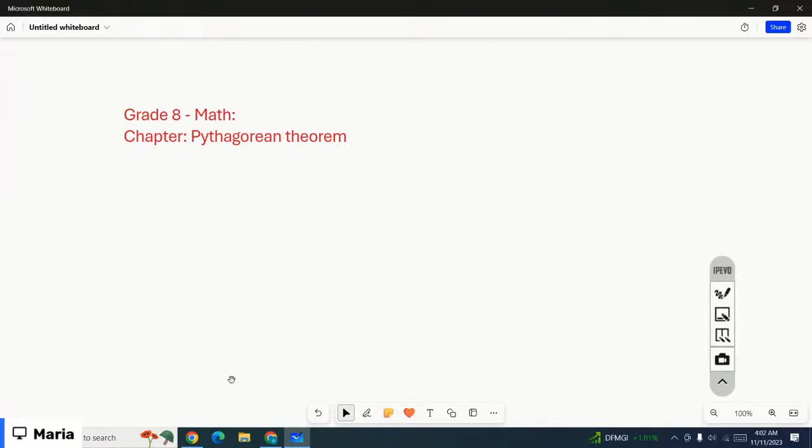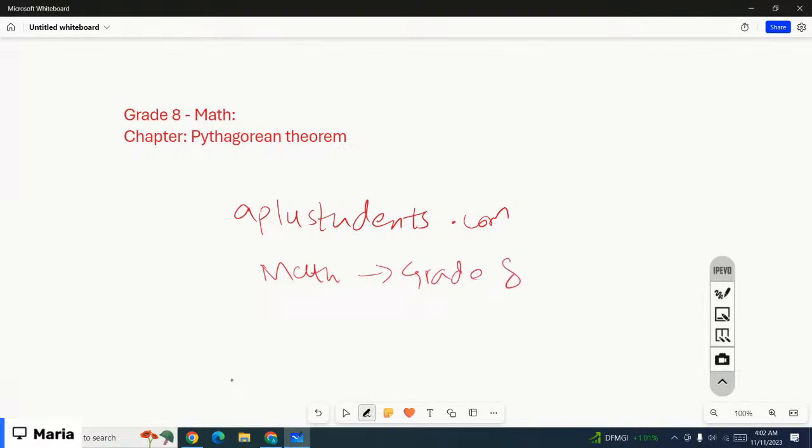We are here for grade 8 math. You can find all the lessons on aplusstudents.com. You have to log in there using your email address, and the password is provided by the administrator. Then you have to select math from the subject tab, scroll down to grade 8, and then click on view all lessons.